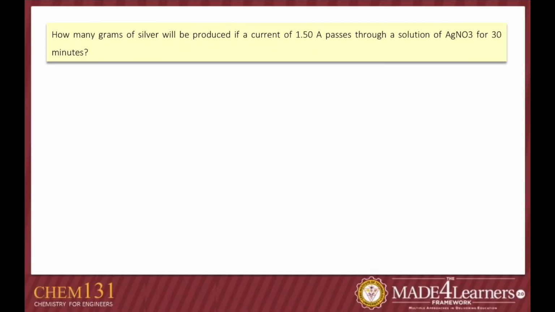Next, how many grams of silver will be produced if a current of 1.5 amperes passes through a solution of silver nitrate for 30 minutes? So again, we write first Ag plus electron, so solid silver, aqueous here, and then the mass is similar to example number 1. So 30 minutes is the time. So we start from Q and then to N and then to M, no?